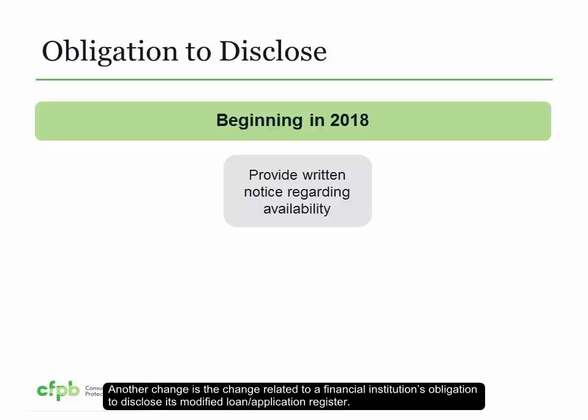Another change is the change related to a financial institution's obligation to disclose its modified loan application register. Beginning in 2018, with respect to data collected in 2017 and later years, upon request from a member of the public, a financial institution must provide a written notice regarding the availability of the modified loan application register.